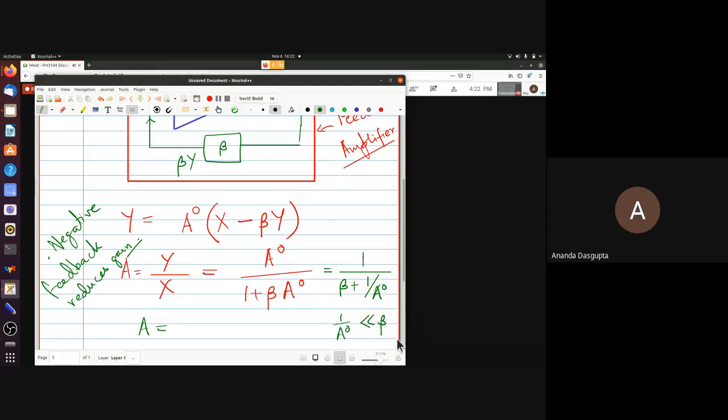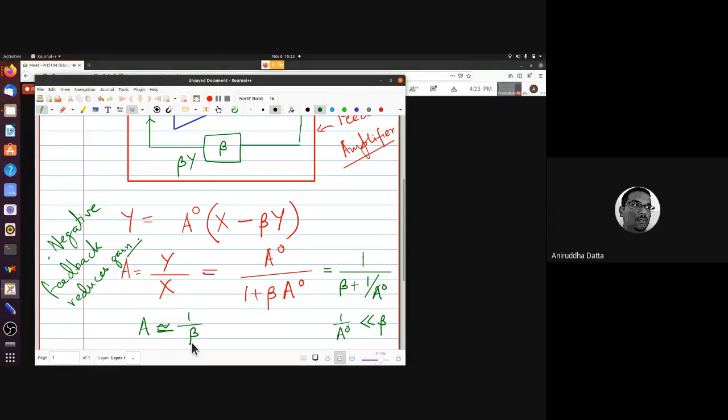If this is achieved, then what happens to A? A becomes, at least approximately, if you can neglect the 1 by A0 with respect to beta, A becomes 1 by beta. Now, why is that a great thing to have? Can anybody suggest that? It should be pretty easy to judge that from what I've said so far. Why would one love to have A given by 1 by beta?